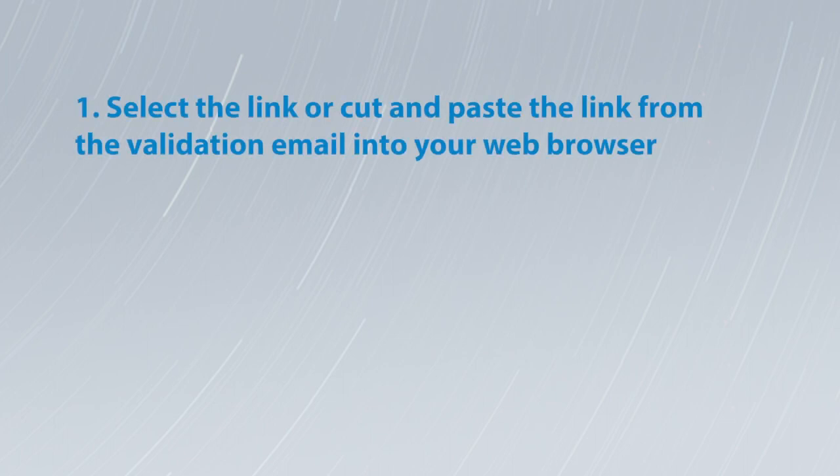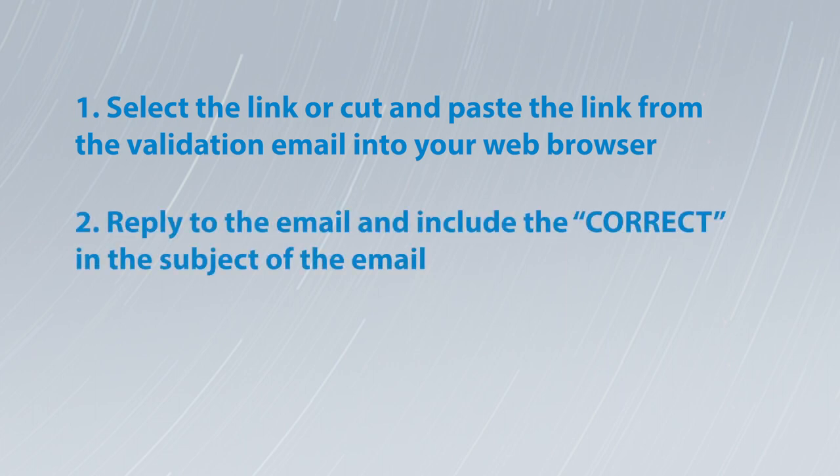On an annual basis, we send an email to every POC registered in ARIN's whois asking you to validate that your POC registration information is still correct. When you receive the POC validation email, you will have several options for validating your POC information. 1. Select the link or cut and paste the link from the validation email into your web browser to validate. 2. Or you can reply to the email and include the word correct in all capital letters in the subject of the email.